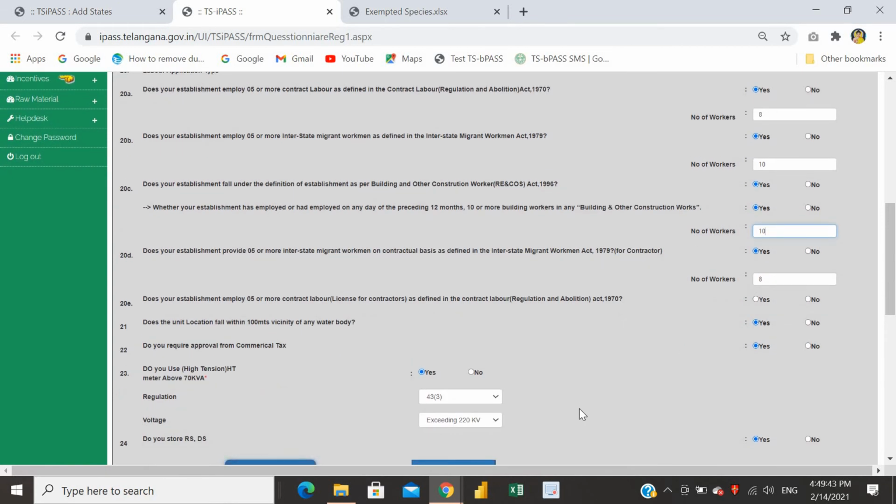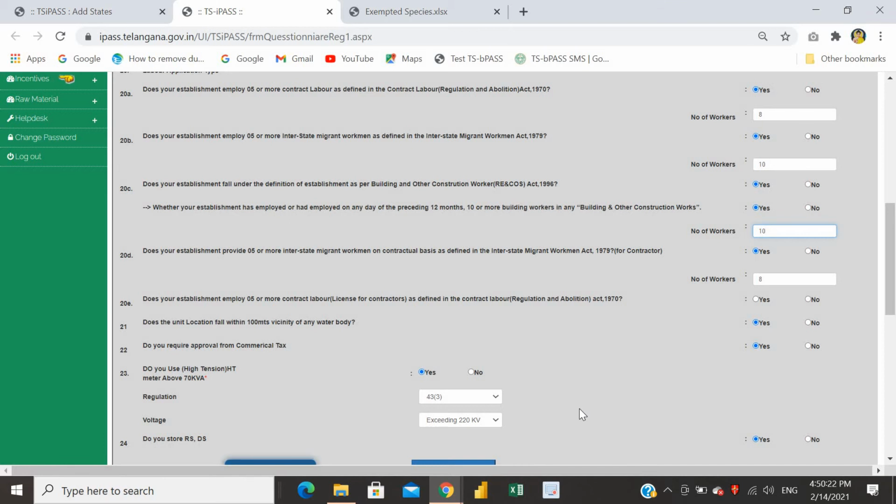Yes. Does your establishment provide 5 or more interstate workmen? So don't get confused. Already in 20B it is asking me whether I am employing 5 or more, and here also 20D it is asking me this again. The second question is for the contractor license, and 20B is for getting the certificate of registration, and 20D is for obtaining a contractor license. Contractor license means a contractor who is engaging the contract labor has to obtain the contractor license. Both 20B and 20D are separate.